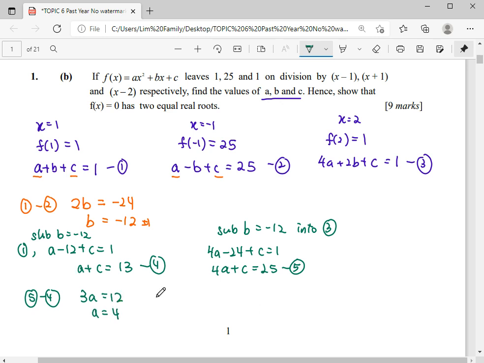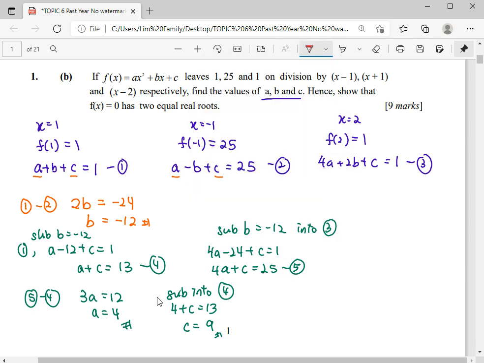So lastly, we can substitute into either one, either 4 or 5. I choose 4 because it seems easier. 4 plus C equals 13. So C will equal 9. So this will be our first task.